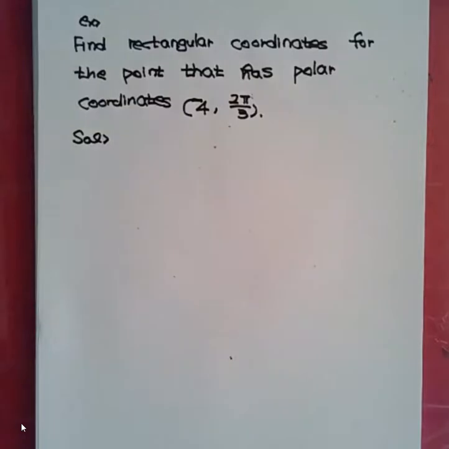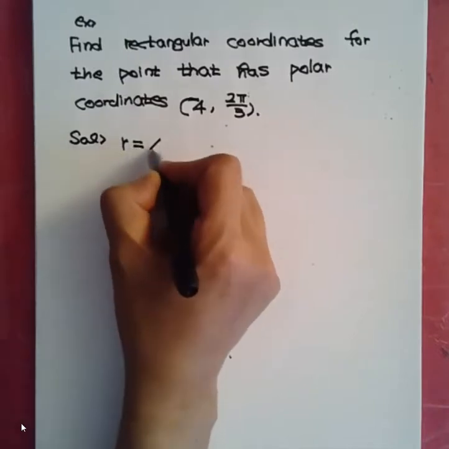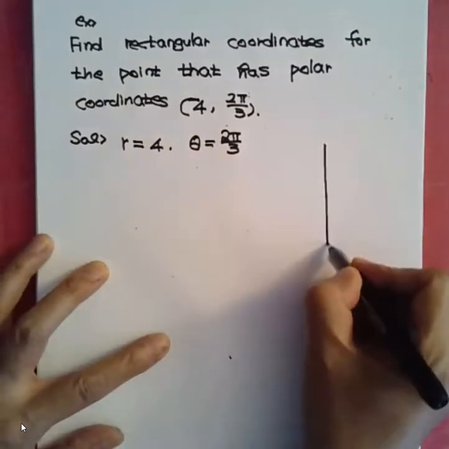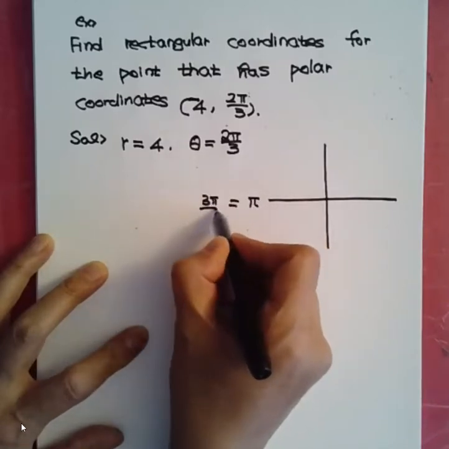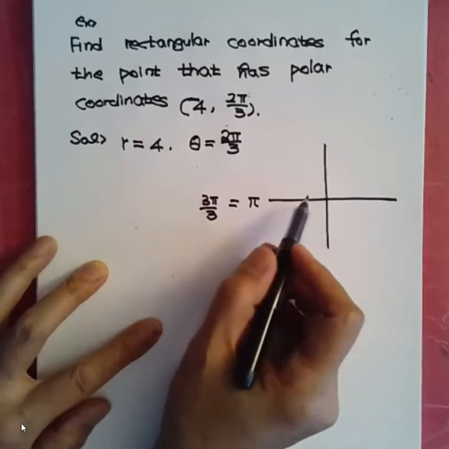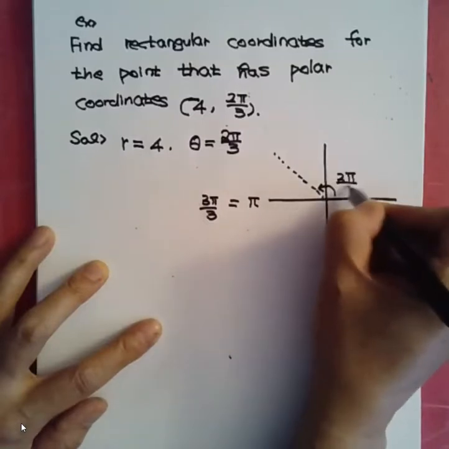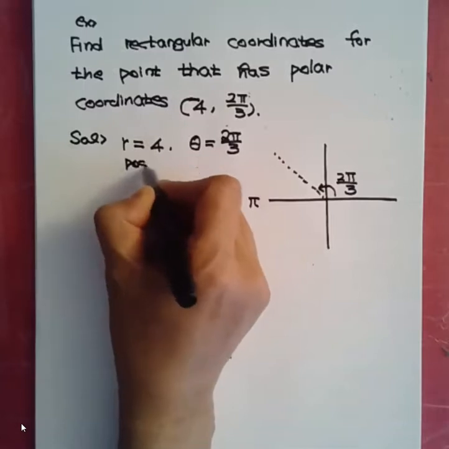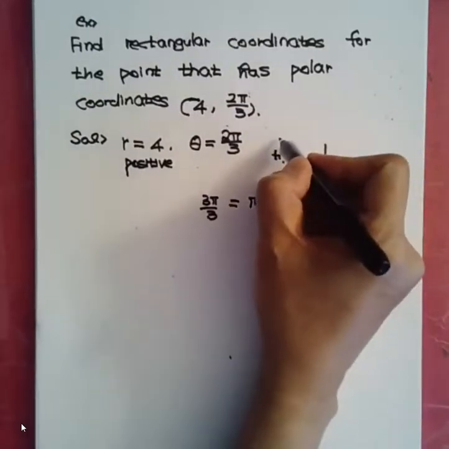In this problem, we want to convert the polar coordinate (4, 2 pi over 3) to rectangular coordinate. This is a polar coordinate, so r is given as 4 and the angle theta is given as 2 pi over 3. Angle theta 2 pi over 3 is located in the second quadrant, and r is positive. So the point is located on the terminal side of the angle.